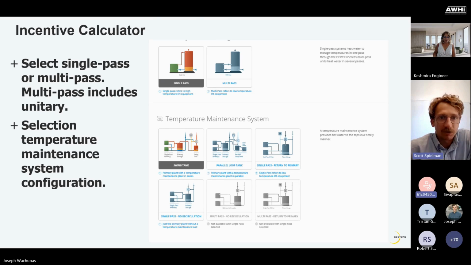Then you scroll down from there and you can select the system configuration. These are all the system configurations that are listed in the advanced water heating specification, and so far they are the most common systems installed. We have single pass and multi-pass, and then we have the temperature maintenance system configuration below. You can select from swing tank, parallel loop tank, return to primary, or no recirculation. Next slide, please.